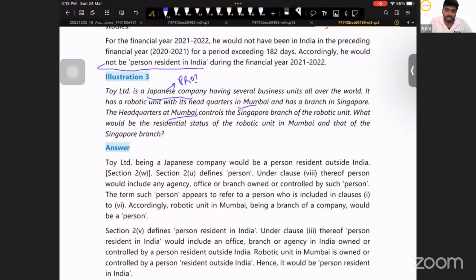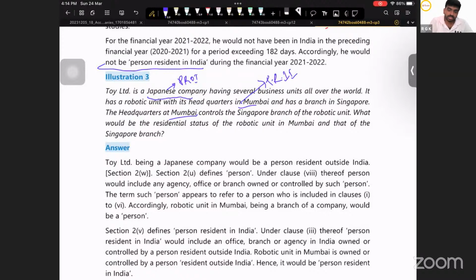That means in India. Office, branch or agency owned or controlled by person resident outside India in India will be classified as person resident in India. So the robotic unit will be classified as person resident in India.